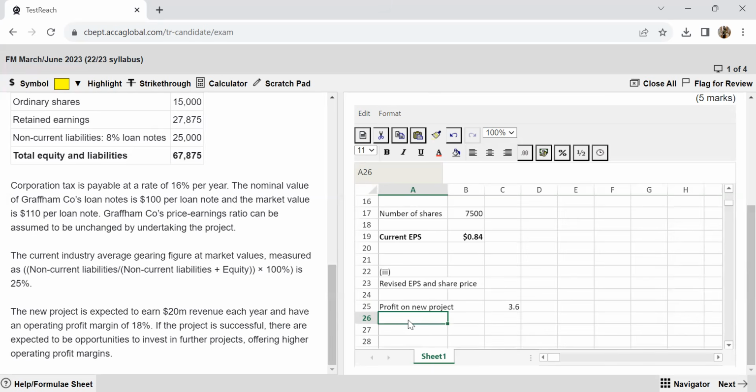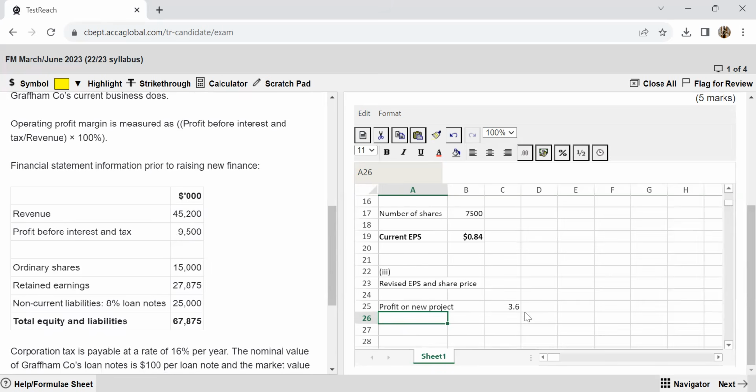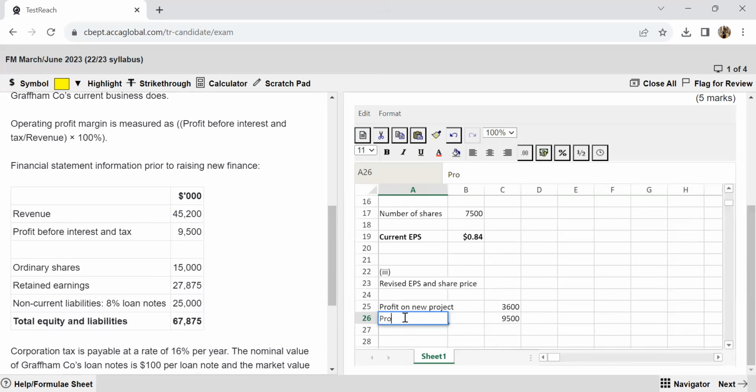Then I will add this to my existing profit that I was previously earning. Previously my profit used to be 9,500. Either I can convert this into absolute figures, or take this as millions. So I'm doing the other way: I am taking the profit before interest and tax as given to us. I can say that this is my existing PBIT. So if I add these, this will be my revised PBIT, the sum of these both figures.